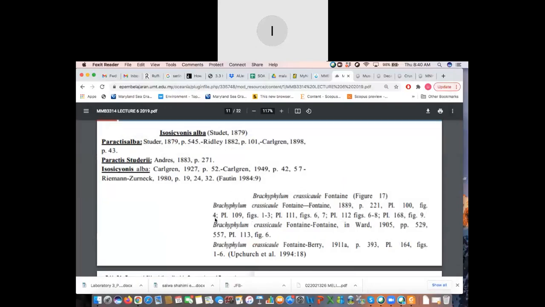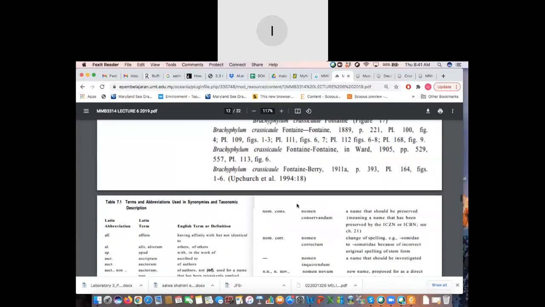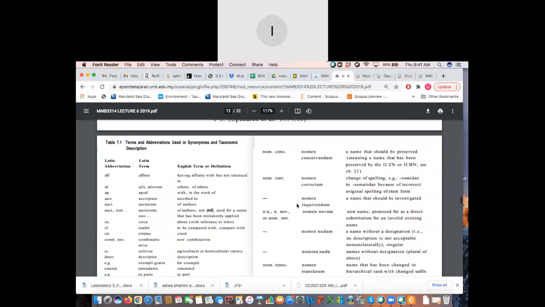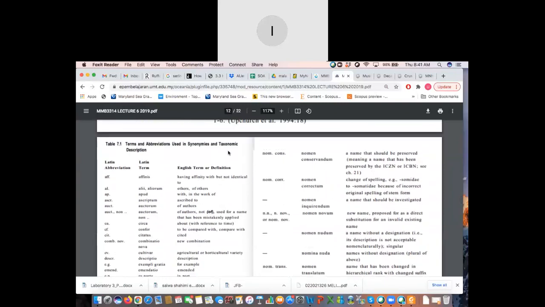So, and then this one can be found in plate 109, figures 1 to 3, plate, I think this is supposed to be 3, figure 6 to 7, etc. So this is how it works. All right. There's a part with terms and abbreviations used in synonyms. Okay, there's synonyms and taxonomic description.